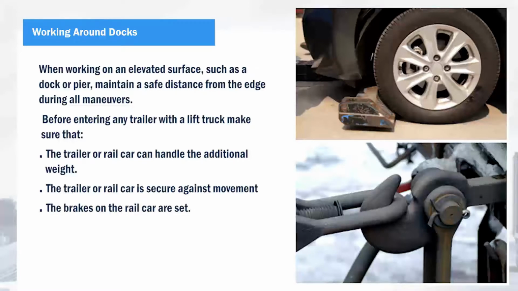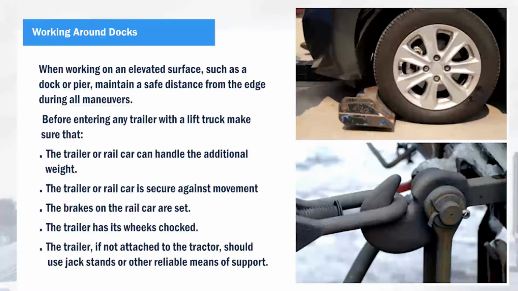The brakes on the rail car are set. The trailer has its wheels chocked. The trailer, if not attached to the tractor, should use jack stands or other reliable means of support.